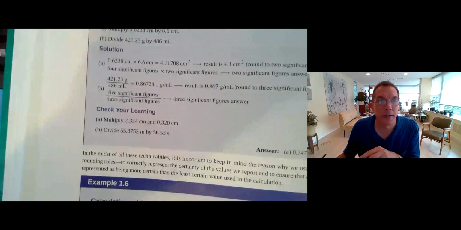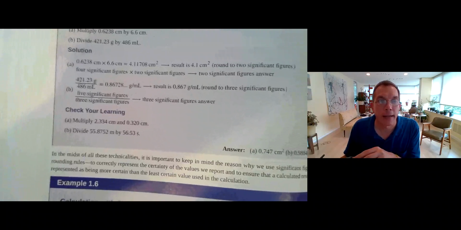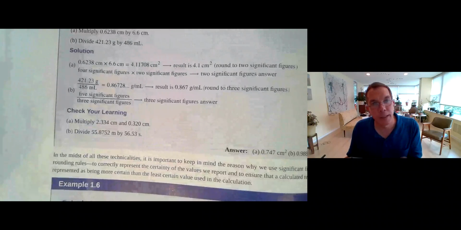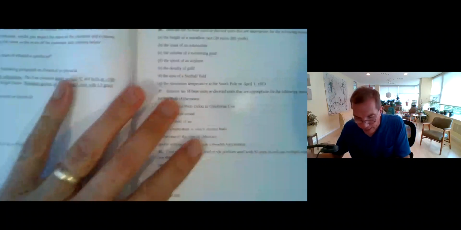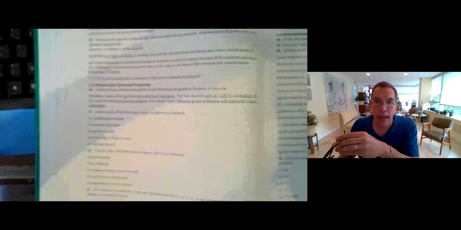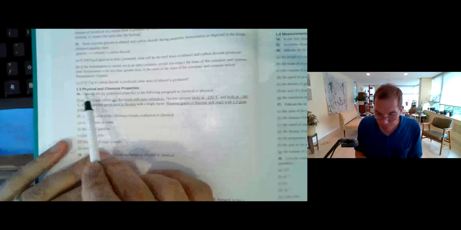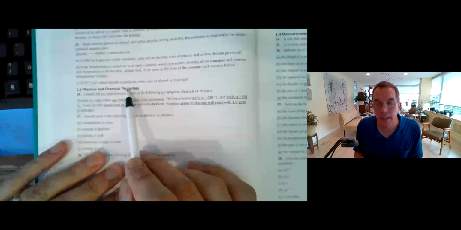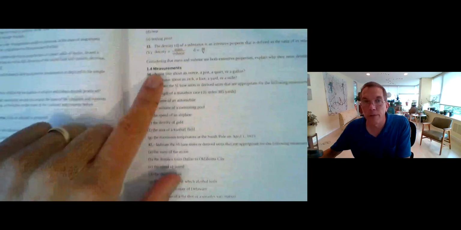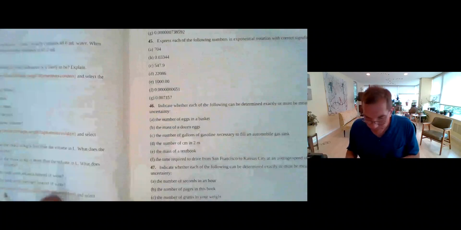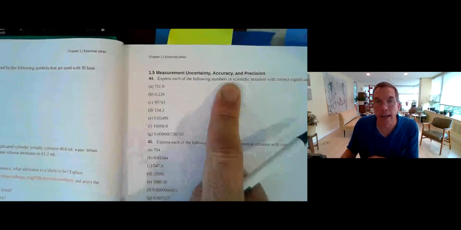And then we go to the next page. I'm sorry, we want to go to the next page. Where would we go from here? That's right, to the back of the chapter and try some problems related to addition, subtraction, multiplication, and division. So if we turn to the back. And then the other thing that I want to point out, notice that the back of the chapter where they have problems, 1.3, physical and chemical properties, 1.4, measurements, 1.5, the section that we're currently working on.